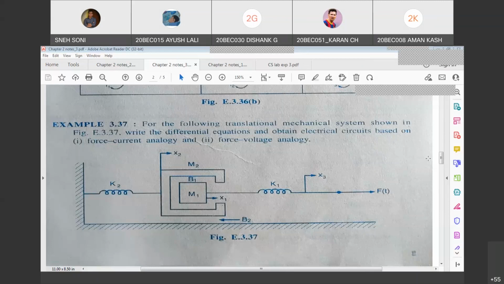Okay, so for the following translational mechanical system shown in the figure, write the differential equation and obtain the electrical circuit based on force current analogy and force voltage analogy. Both the representations you have to do. Now, before going into the solution, you just observe the system first.